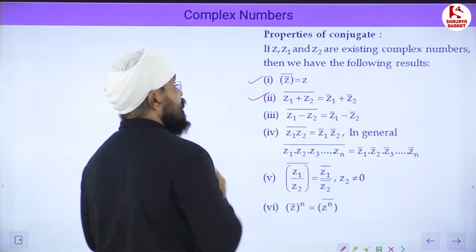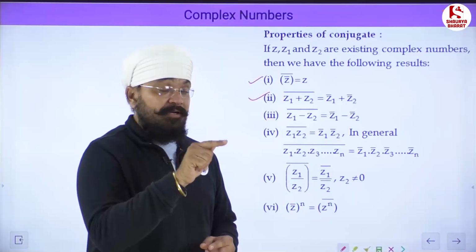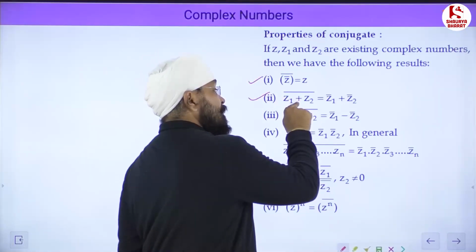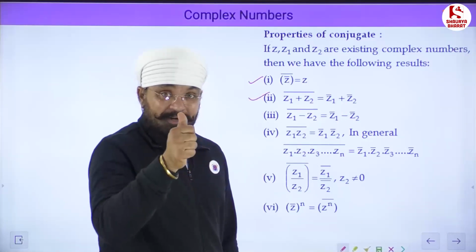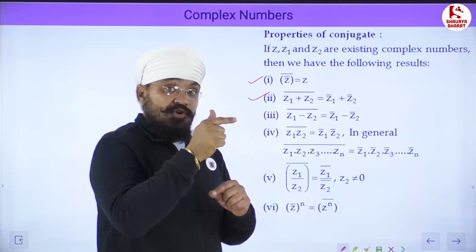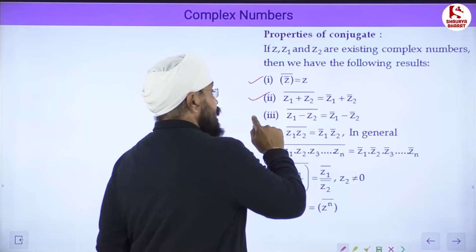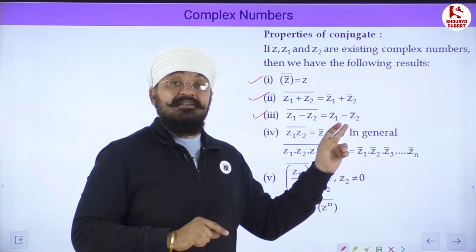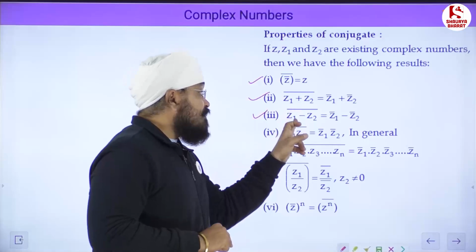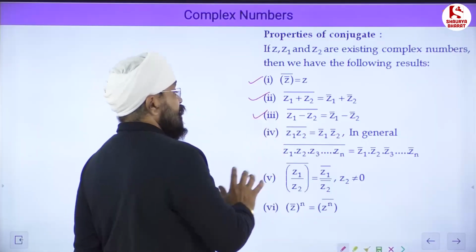The second property we have: when we add two complex numbers and take the conjugate, we can remember this as conjugate of addition is addition of conjugates. I think we can remember this one. So that is conjugate of addition is addition of conjugates. In the same way, we will go with the subtraction. The conjugate of the subtraction is the subtraction of the conjugates. So in the same way, you can remember this one also.